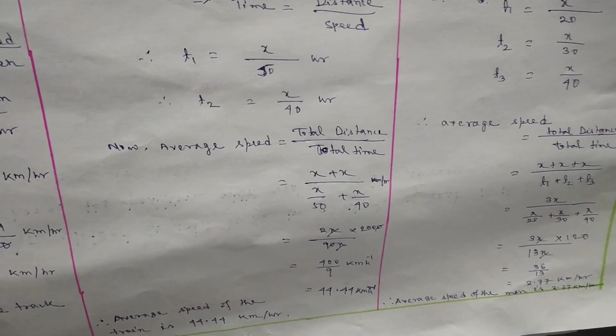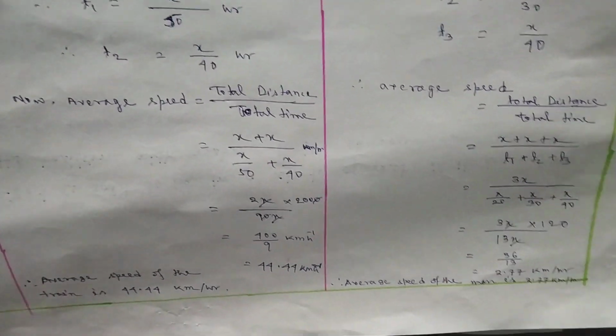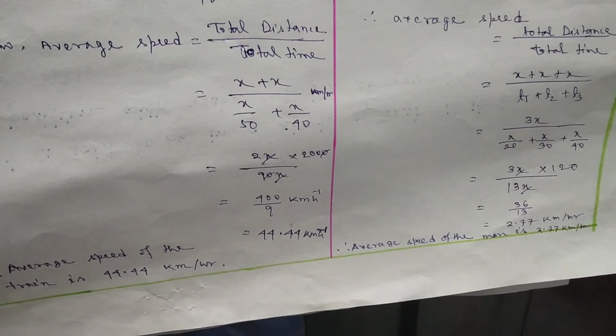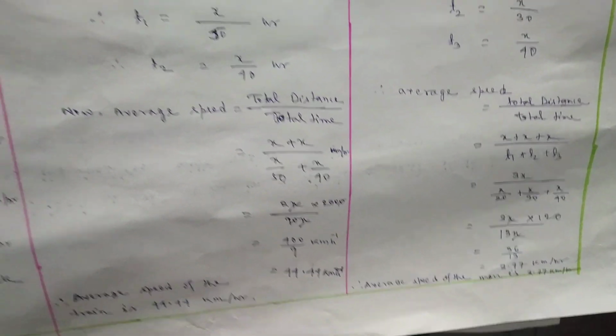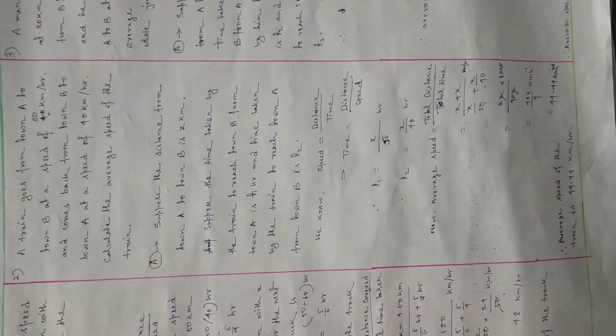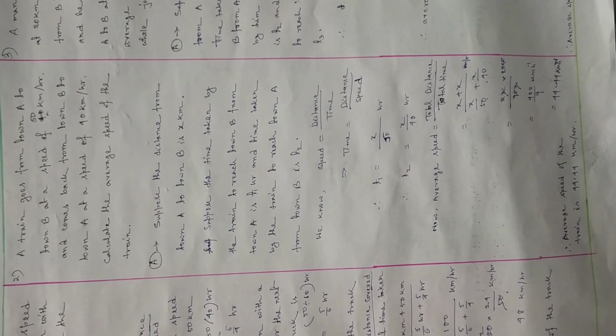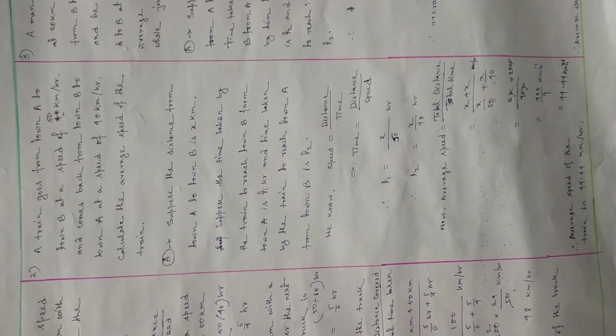Okay, so after calculation we will get that it will be 400 by 9 km per hour, that is 44.44 km per hour. Okay, so the average speed of the train is 44.44 km per hour. So this is the second question. Okay, now the third one.